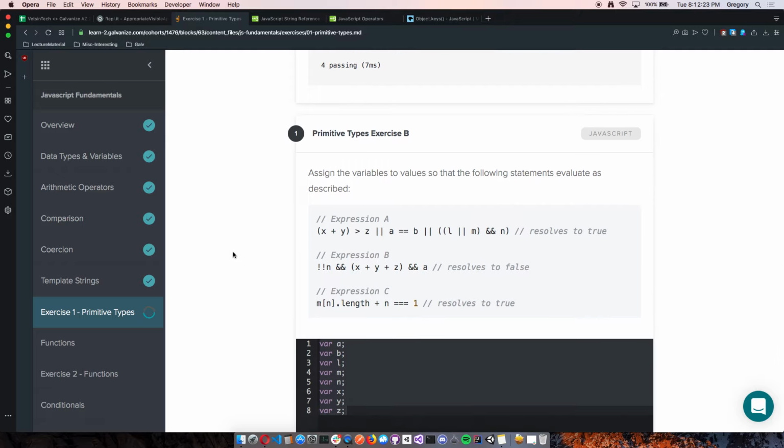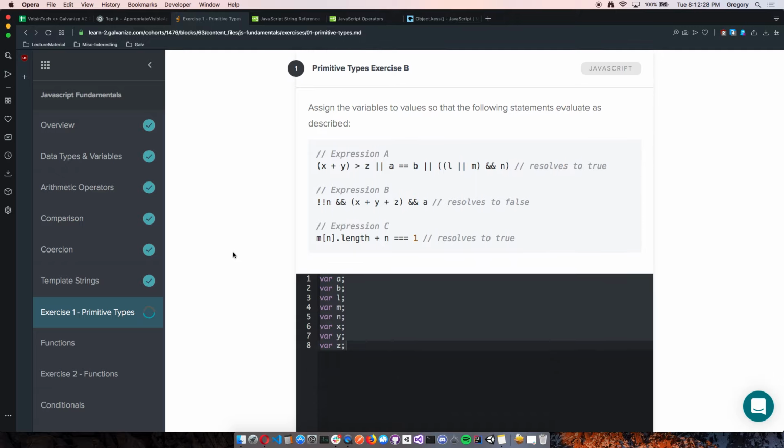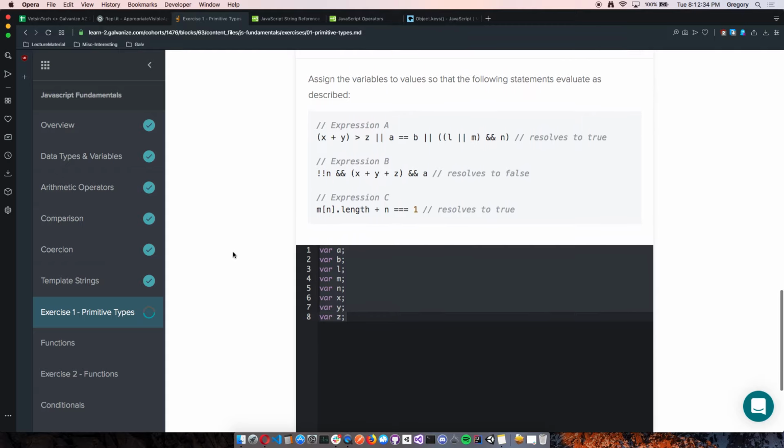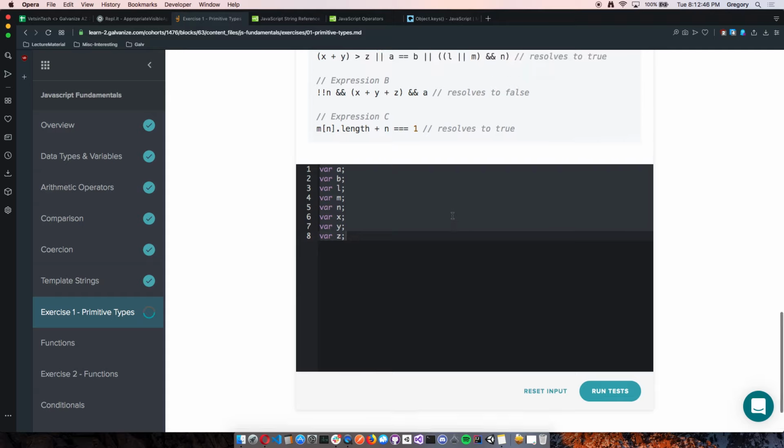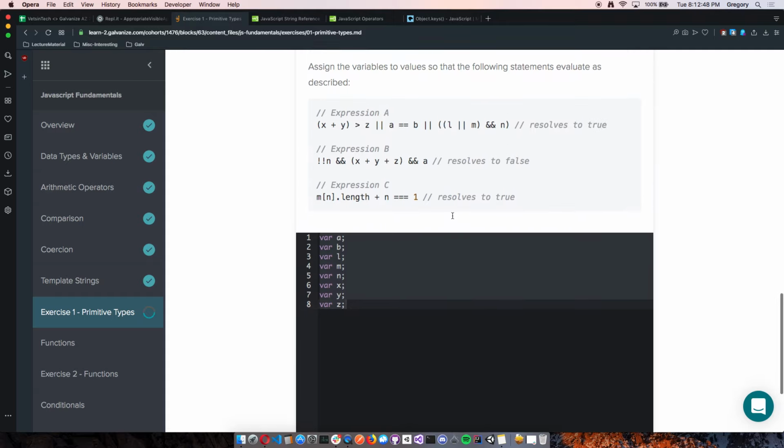Assign the variables to the values so that the following statements evaluate as described. Oh my God. Wow. I was take the loss on that one. Yeah. Coding React is harder than this, or easier than this.